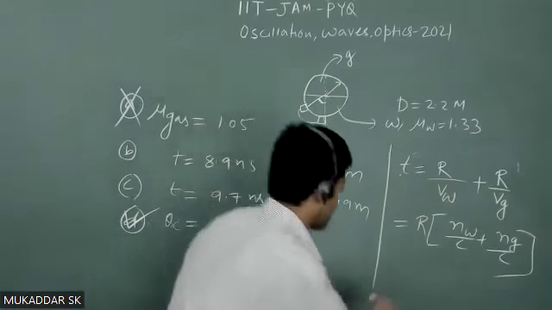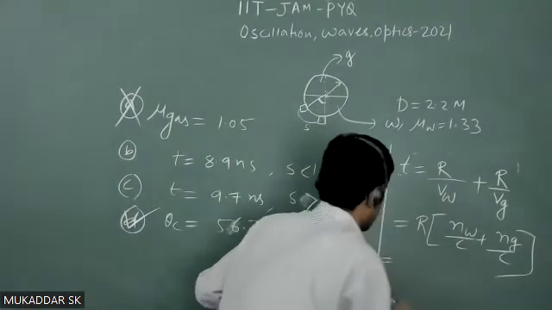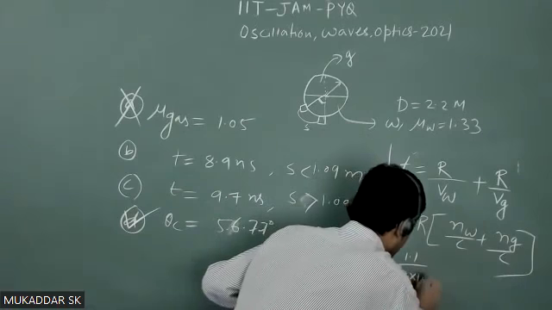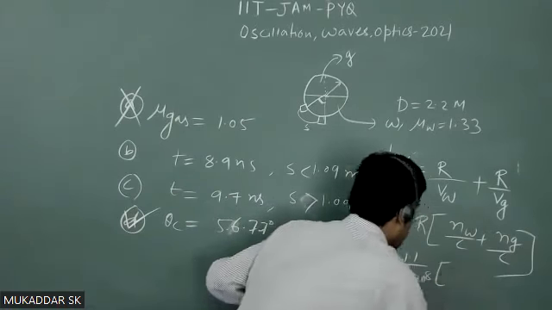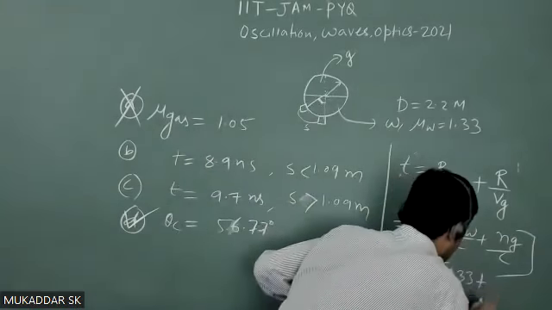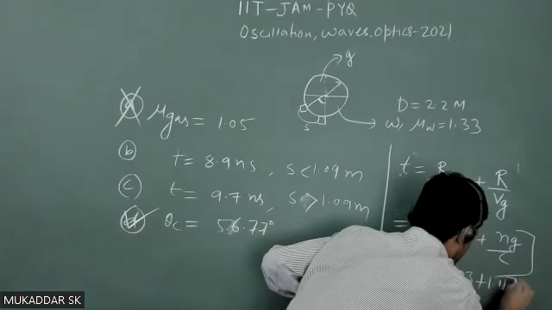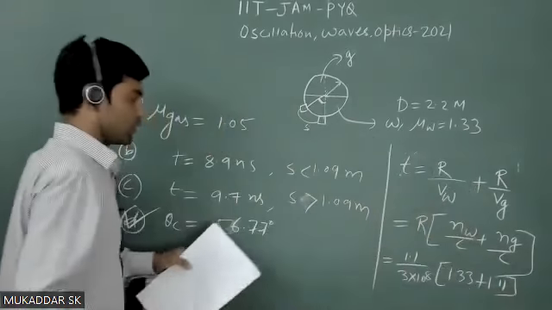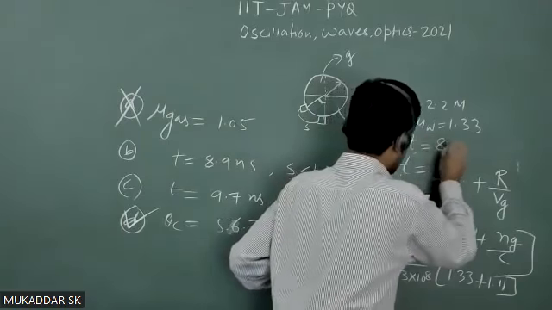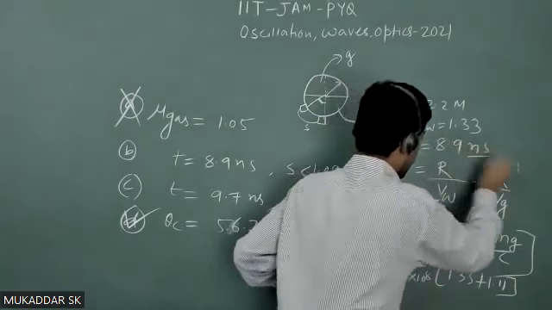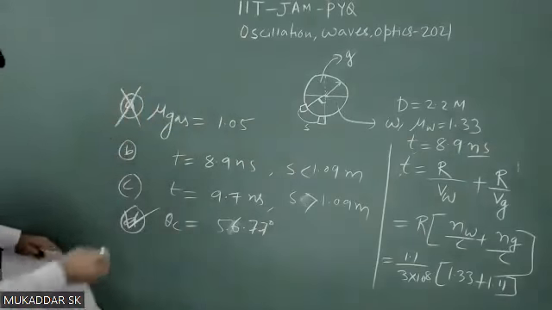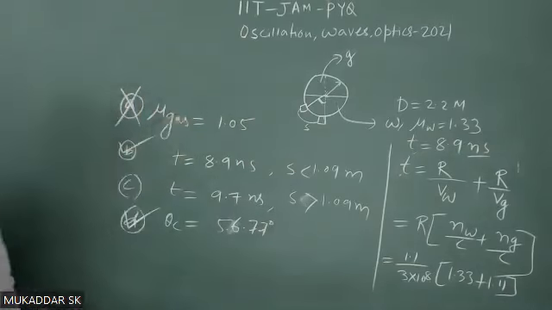Now I know everything. I know R is how much? R is 1.1. C is 3 into 10 to the power 8. Okay. NW is given, that is 1.33, and NG is 1.11. Okay. So if you calculate it, T will be how much? It will be 8.9 nanosecond. Okay. So what does it mean? It means B option is correct.